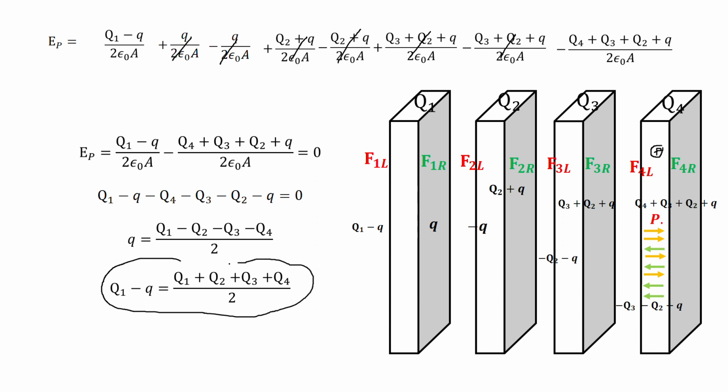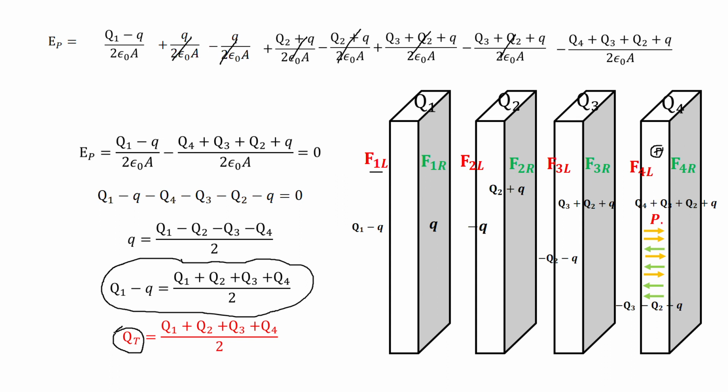What it says is that the charge appearing on the extreme left plate, on its left face, that is on F1L, is the sum of all charges divided by 2. This is valid for 3 plates, 4 plates, 2 plates, 5 plates, or any number of plates. So Qt, the symbol I have used for this left face, is (Q1 plus Q2 plus Q3 plus Q4) divided by 2. I am again reiterating that this is a very important result which will be subsequently used.